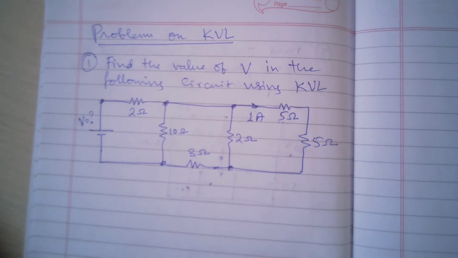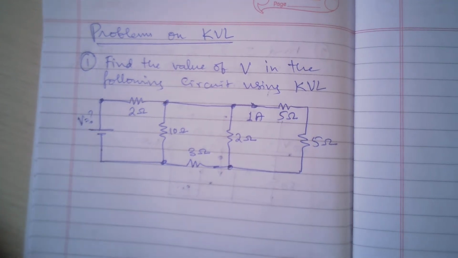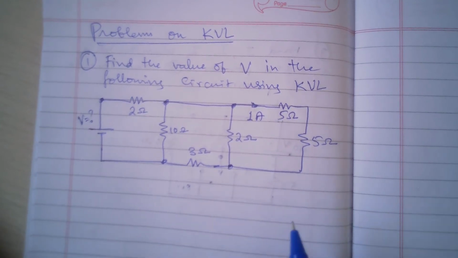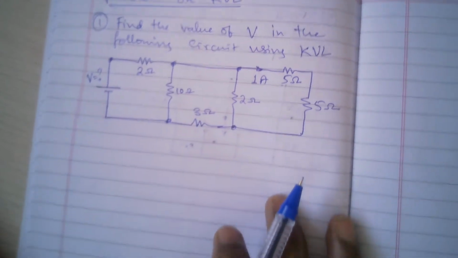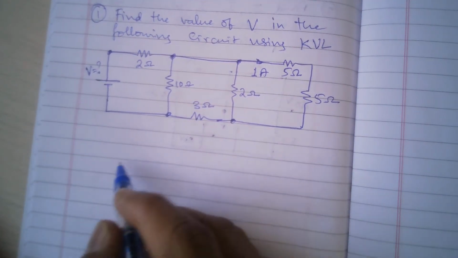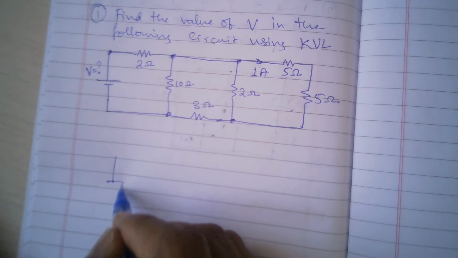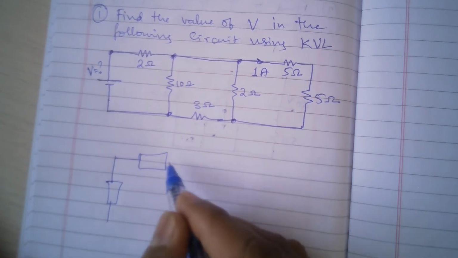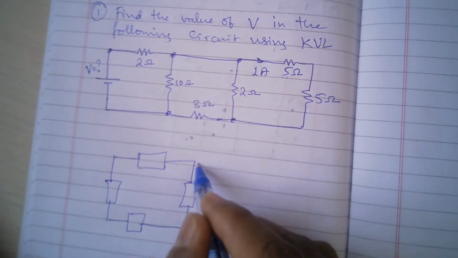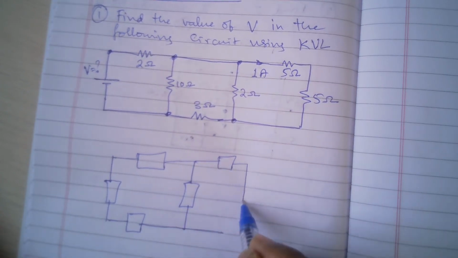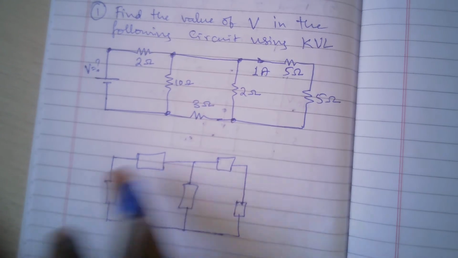Now, how to solve this kind of problem? In fact, you can just do it by observation, but since I am making the first video, I am explaining this. Before that, let me make a small circuit and then explain. Let's say this is some element, this is some element, and another circuit element. So like this I can have a circuit.